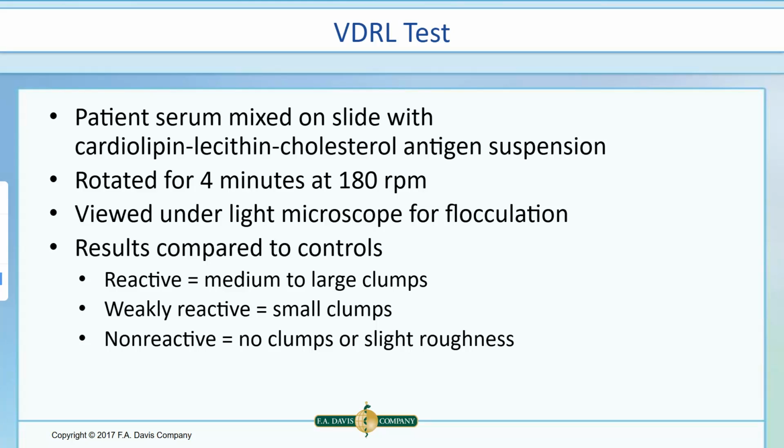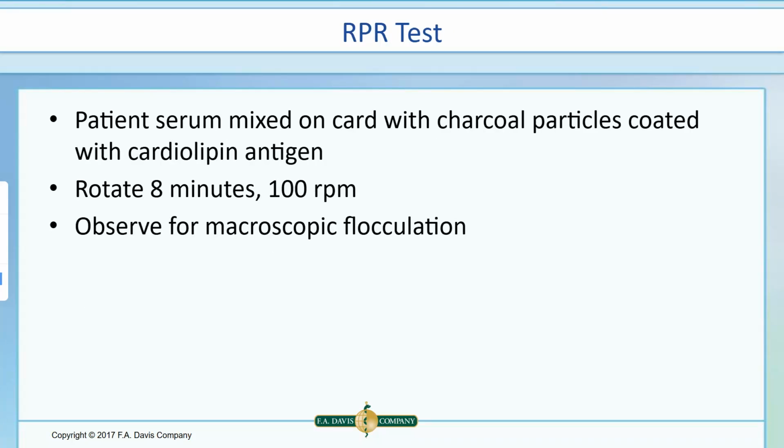So here you can see what it looks like when it's reactive, weakly reactive, and non-reactive. Here you can see that it's reactive even when the patient serum is undiluted, and as you dilute it down, it's still reactive for quite a bit of time. So this would be a positive test.